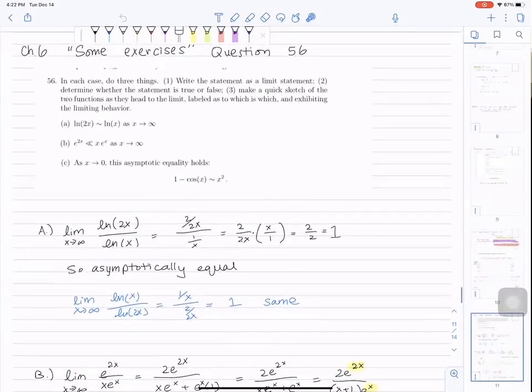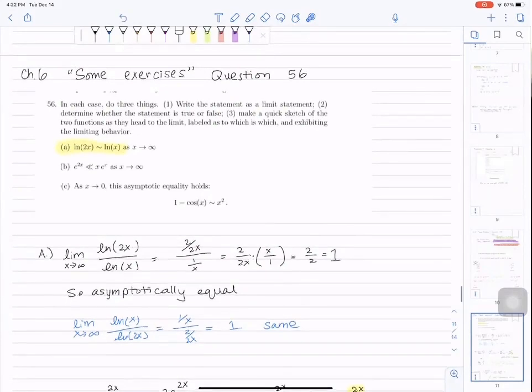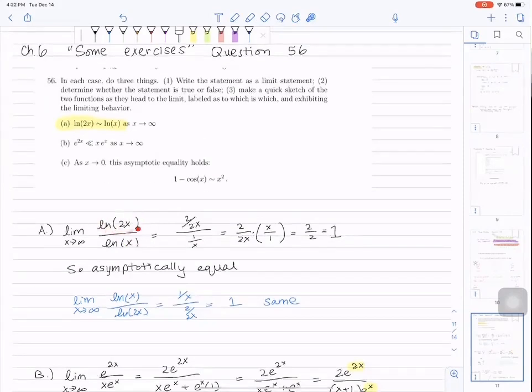So if you had natural log 2x and natural log x, in part A. So this is from some exercises, question 56. So you can take the limit of one function over the other function. You can try which one you want to put on the top. So if we put natural log 2x on the top and natural log x on the bottom, then what does this limit give us? Well, what is natural log 2x when you plug in infinity? That won't give you a number.